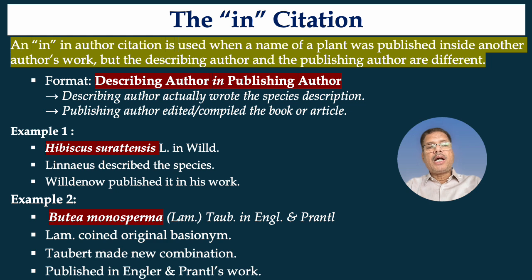For example, in Hibiscus surattensis, Linnaeus provided the original description, while Willdenow included it in his own publication. Similarly, in Butia monosperma, Lamarck coined the basionym, Taubert made the new combination, and the final publication appeared within the work of Engler and Prantl. This style of citation maintains transparency and preserves the historical trail of scientific authorship in plant taxonomy.